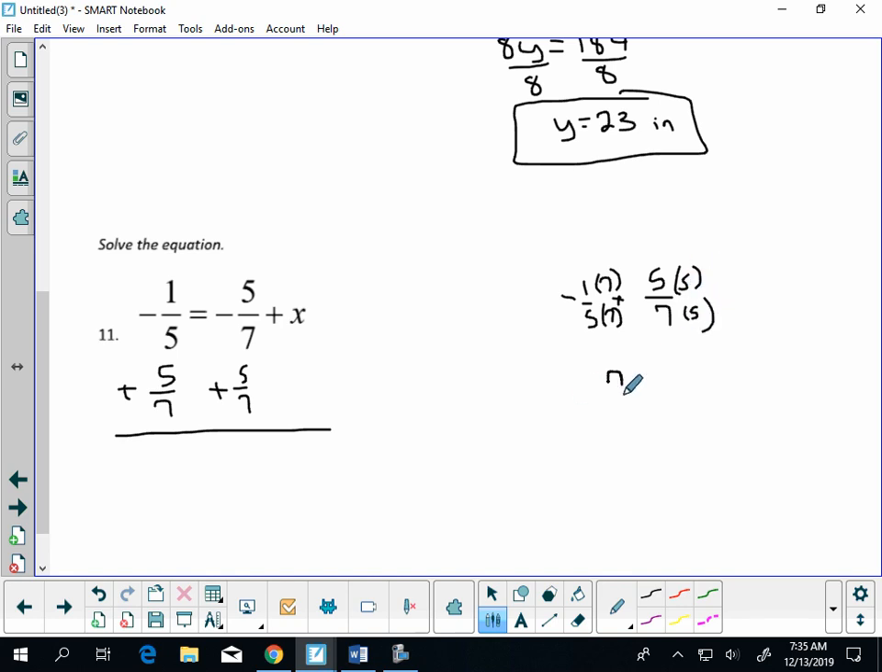That's going to give me negative 7 over 35 plus 25 over 35. And that'll give me 18 over 35. So 18 over 35 equals x.